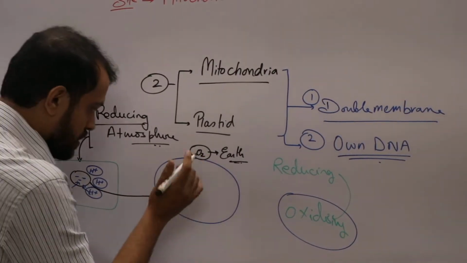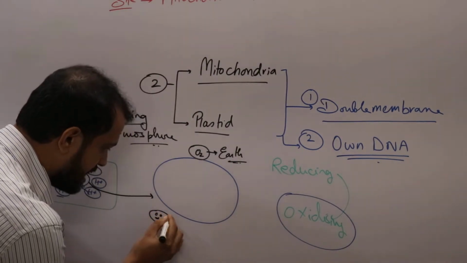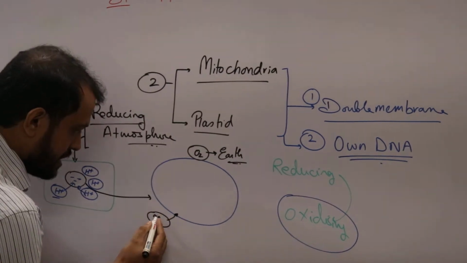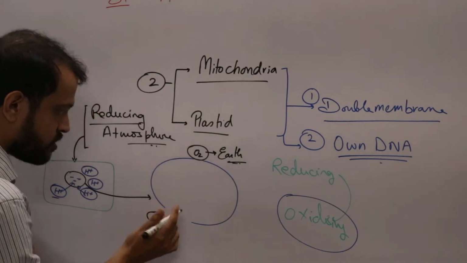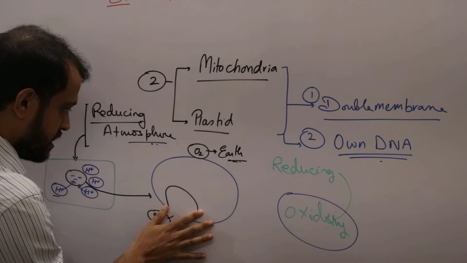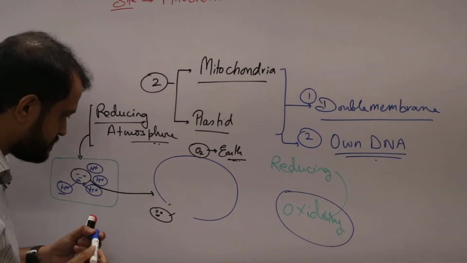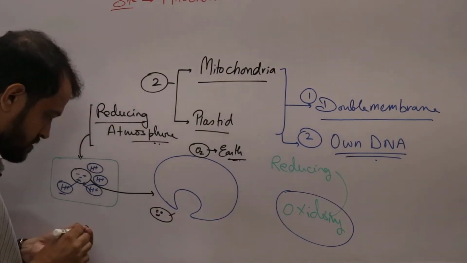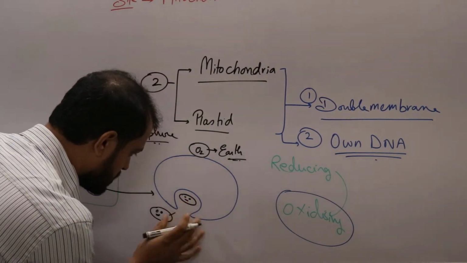Now, when they tried to enter the cell, you should understand one thing. When they tried to enter the cell, they took with them a part of the cell membrane of the parent cell in which they were living.